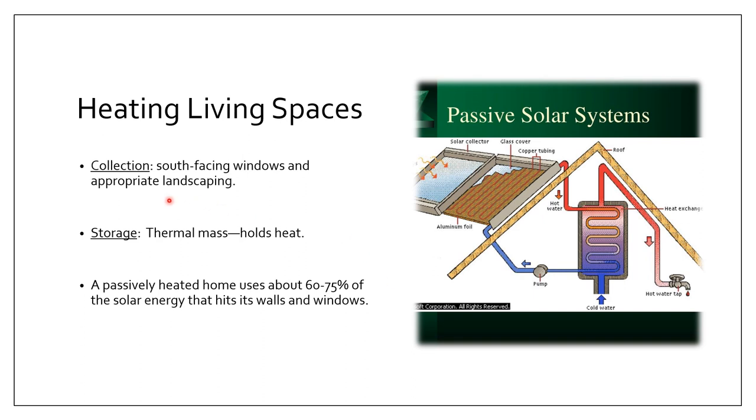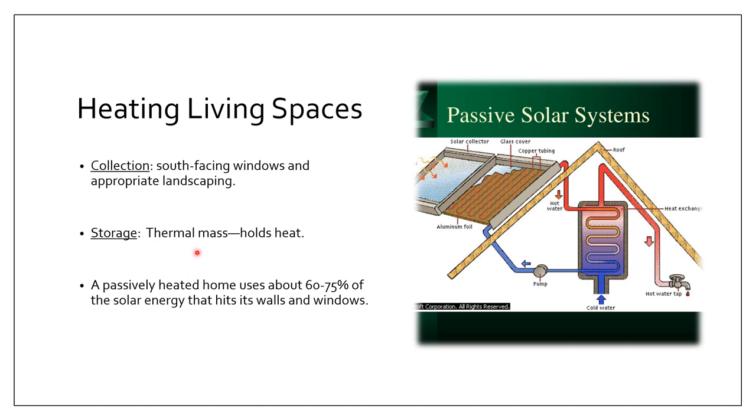Okay, collection. For collection in a passive solar system, it depends on the direction. So south-facing windows, north-facing windows, and appropriate landscaping. You don't want to put it right behind a valley or right behind a mountain. Not like that. Whether to the west, the east, or the south depends on your location and the sun direction. You don't want a lot of trees right around you.